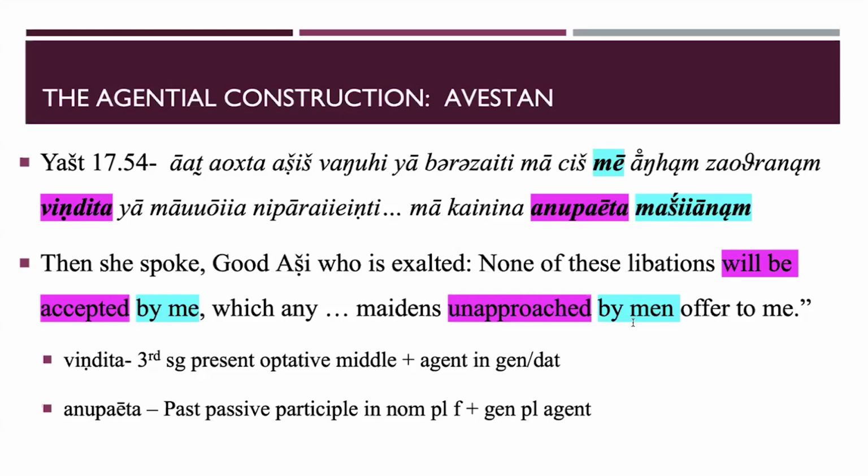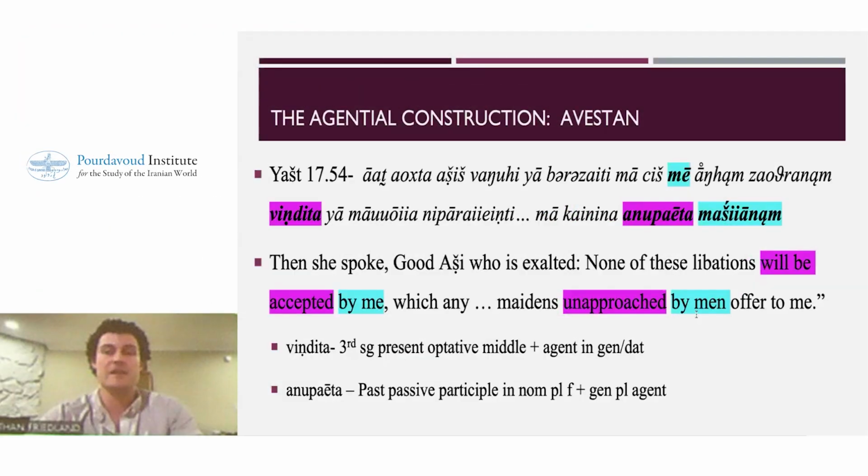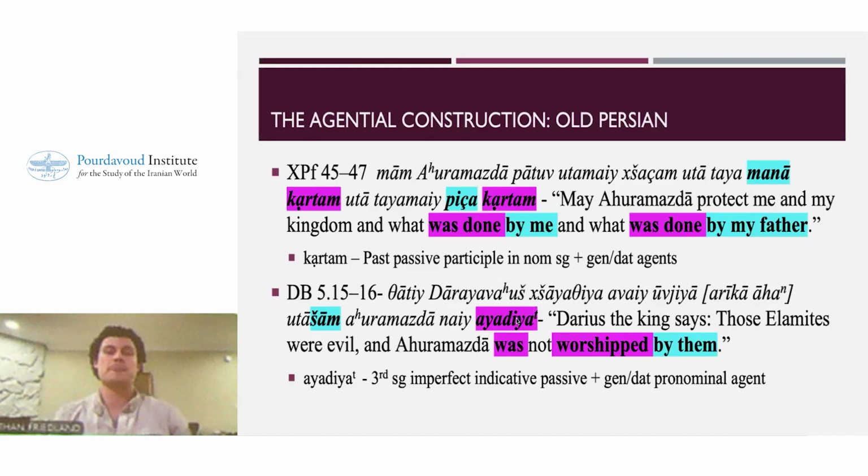So then she spoke, good Ushi, who is exalted. "None of these libations will be accepted by me, which any maidens unapproached by men offer to me." So we see in the same passage, present optative middle, a finite verbal form with an agent functioning in an agential construction alongside a past participle, an agent in an oblique case. And this is just the tip of the iceberg of the diversity of the agential construction in Old Iranian, which we will see here in Old Persian.